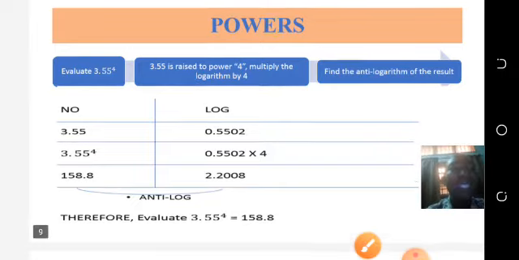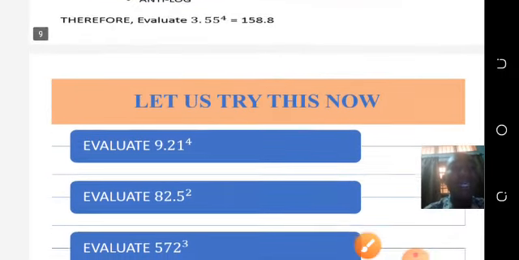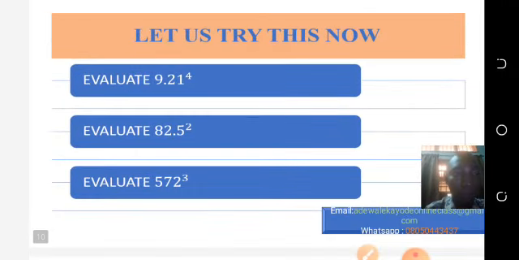So let's try this one. Let's try to evaluate 9.21 raised to power of 4. And number 2, evaluate 82.5 raised to power of 2. Number 3, 572 raised to power of 3.